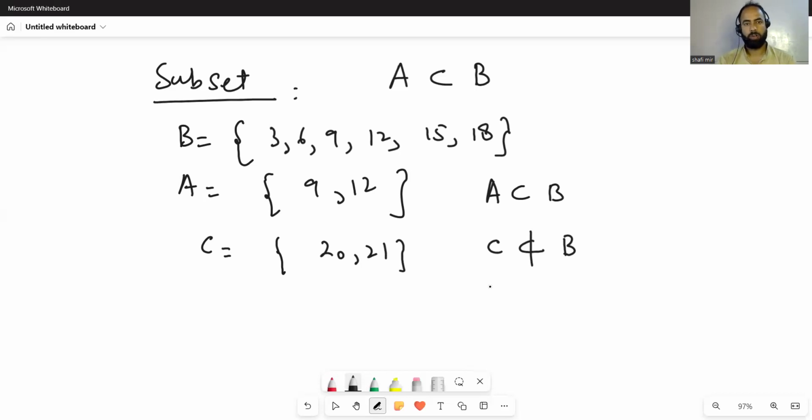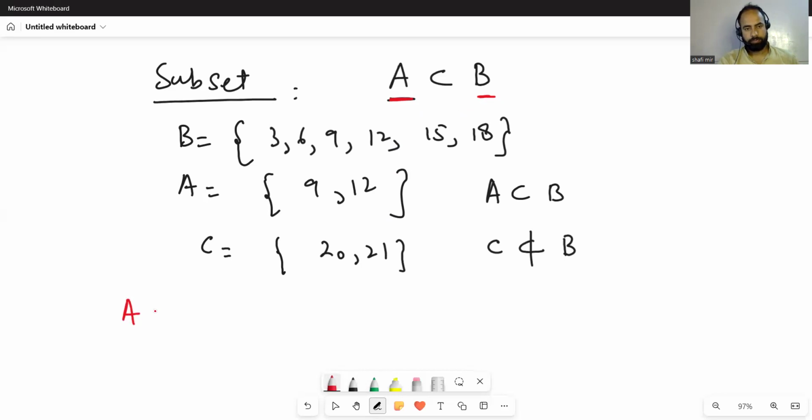So what are the subsets? If a set is a part of another set, we can say the first set is a subset of the second set. In this case, we saw how set A is contained in set B. So set A is a part of set B, and we can say set A is a subset of set B. Got it? Now, a very interesting thing.